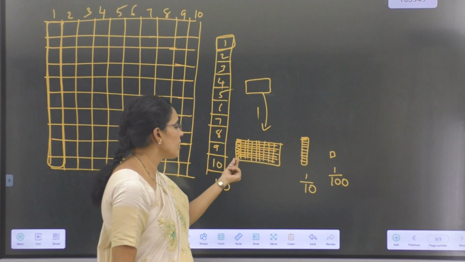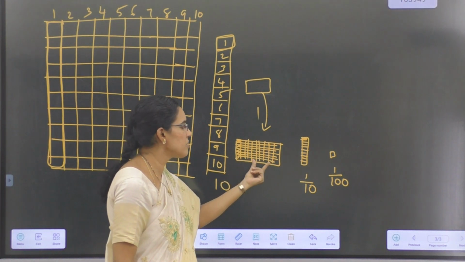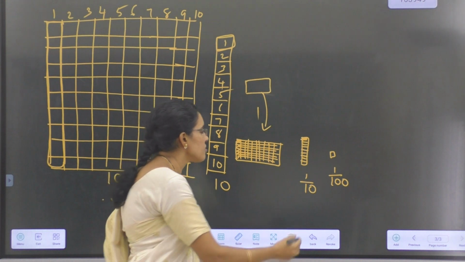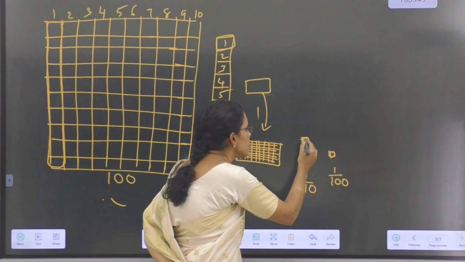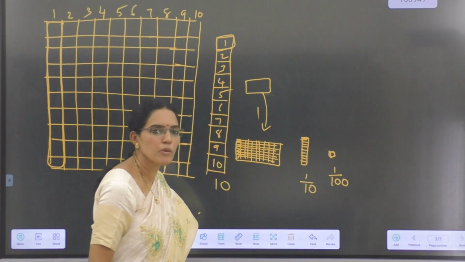Okay, one we are dividing it into 10 parts. Then 10 tens are 100. We are considering only 1 out of 100. That is, this small region is representing 1 by 100.